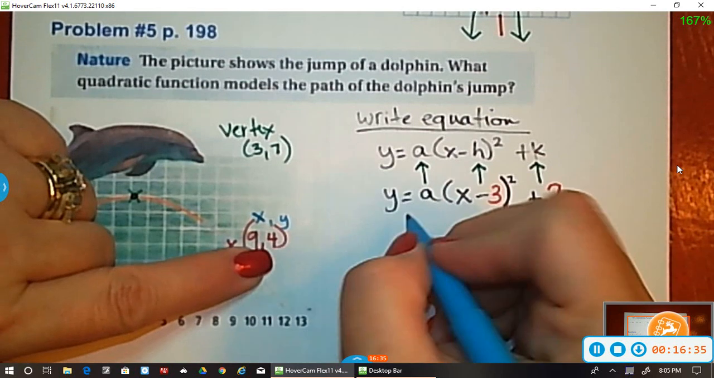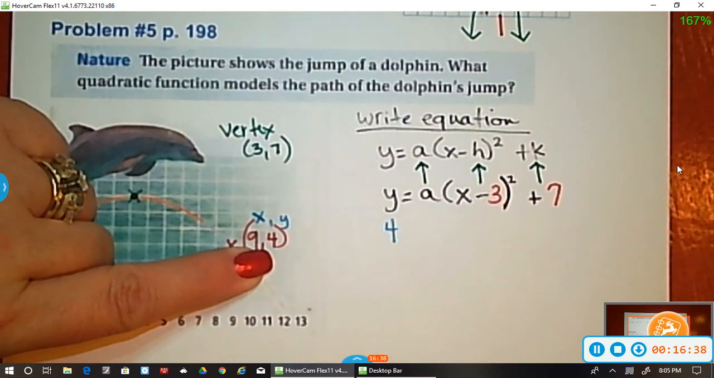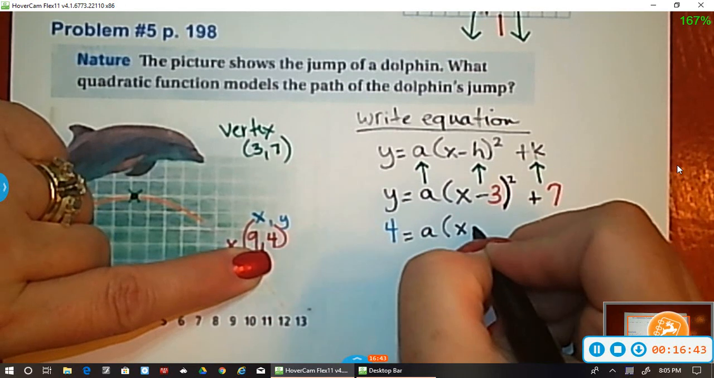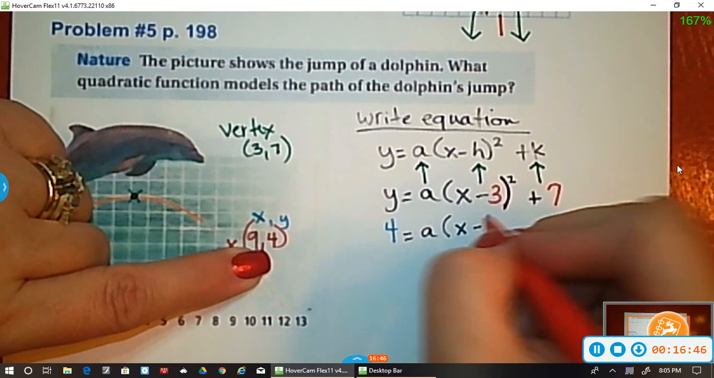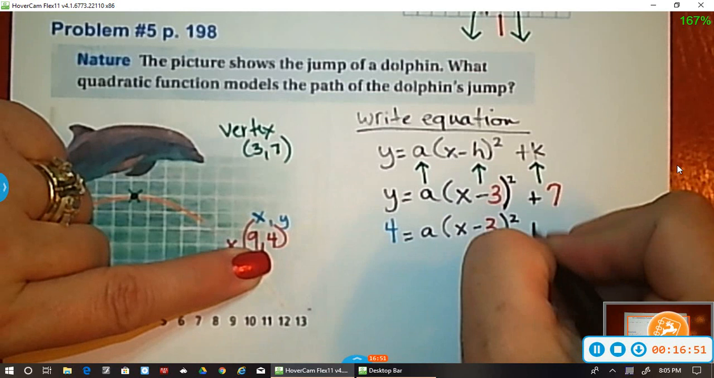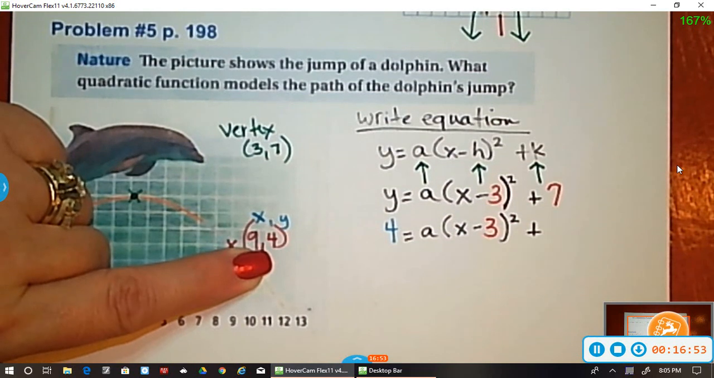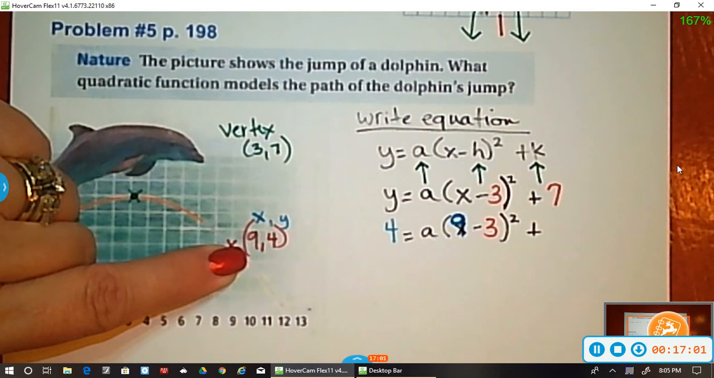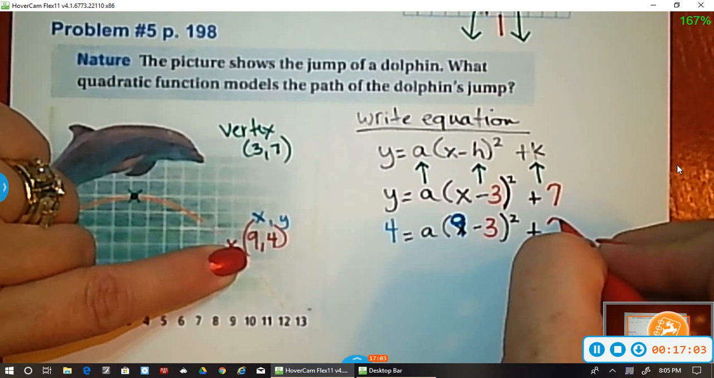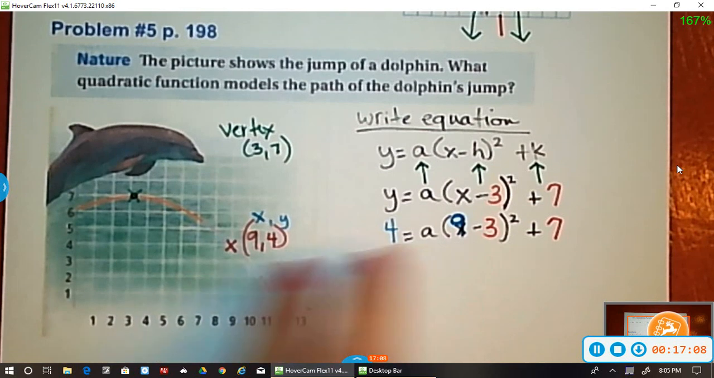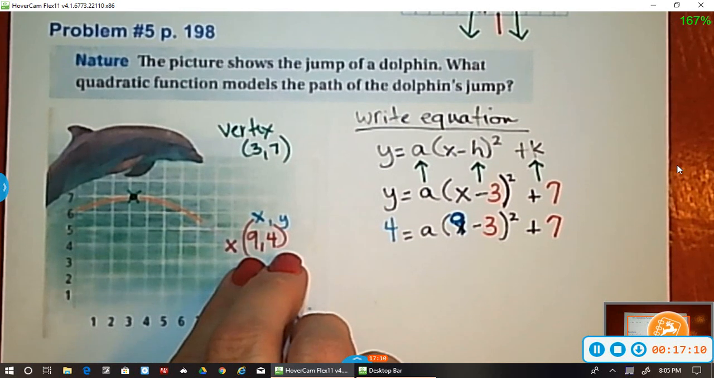So my y is 4. That is equal to a times (x minus 3) squared plus, oh, I've got to plug my x in, I forgot. Let's go back. My x was a 9, so I'm going to put a 9 right there where the x is. And then put my 7 back here. So you can see I took out my x and my y, and I put these values for this other ordered pair there.